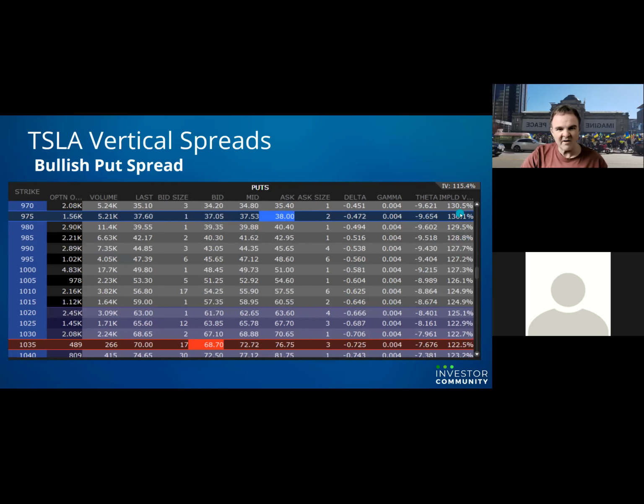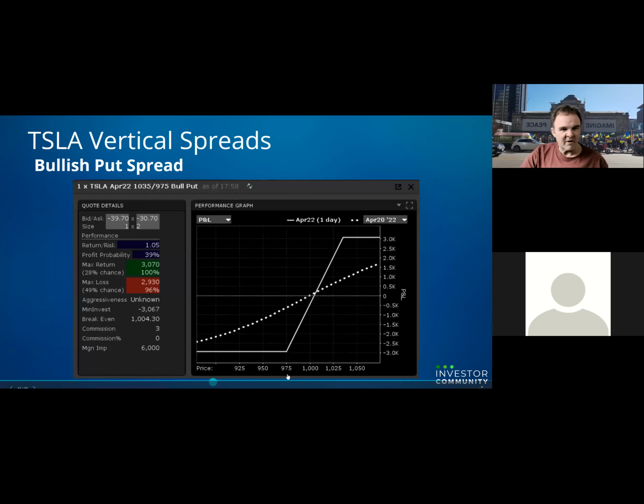And you can see again here our differences in the implied volatility. Let's look at the graph on this one. So again, it's bullish, so obviously we're making money as the stock price goes up, even though we're doing a put spread. And out of the bunch of these, this is kind of my favorite trade that we could have done.